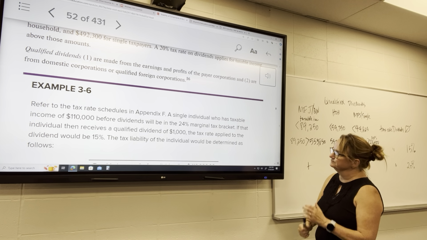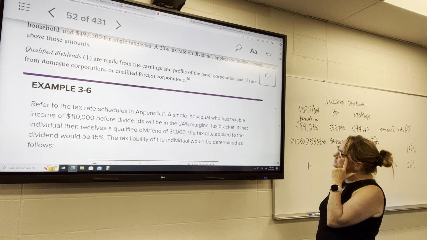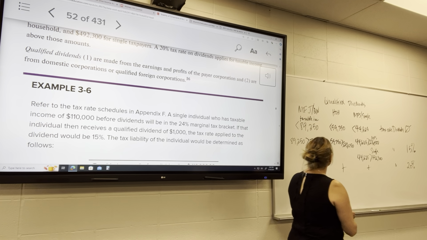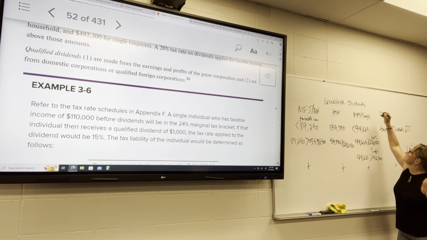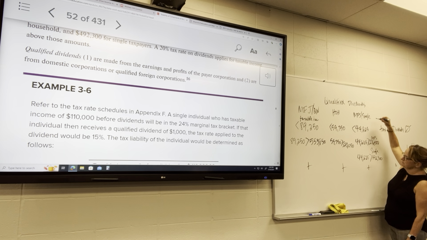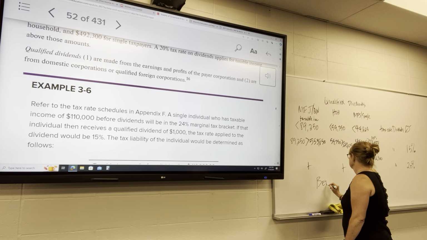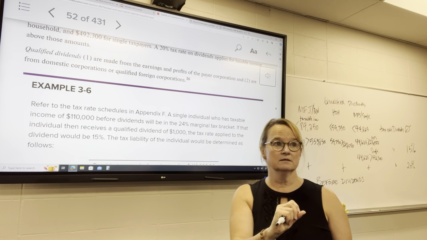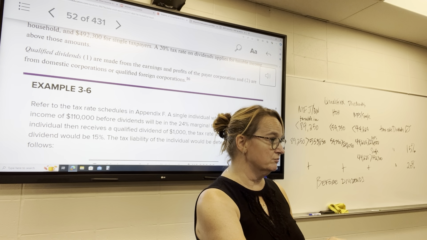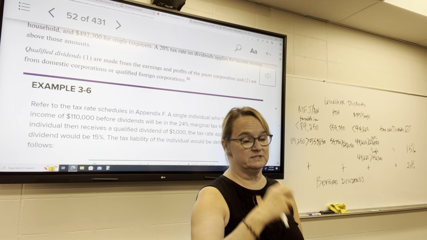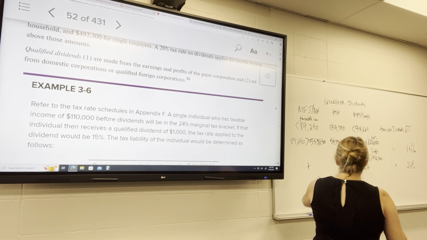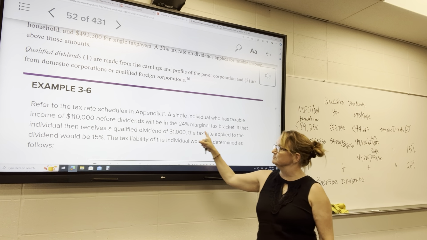So, let's take a look here. Single individual who has taxable income of $110,000 before dividends. So, these amounts are before dividends. If you've entered the dividends in and they're included in that taxable income amount, you have to take them out. You'll have to subtract them or just not enter them yet. So you determine how much the taxable income is before dividends.